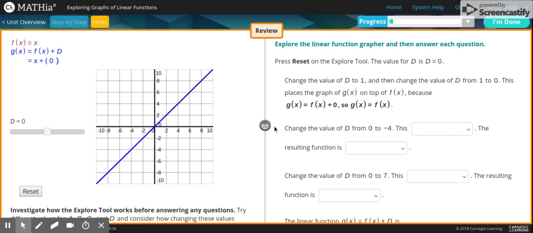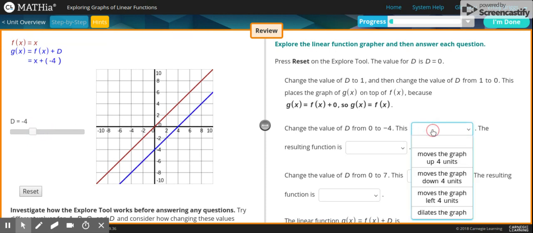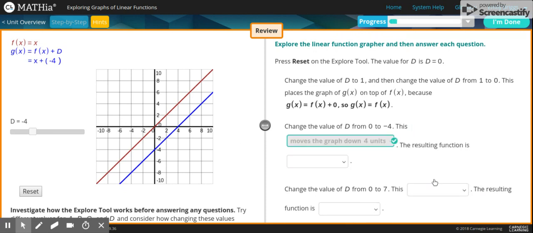Change the d value from 0 to -4. This moves the graph up 4 units, so from the red line to the blue line. Moves the graph down 4 units, moves the graph to the left 4 units, or dilates the graph. So dilates means it stretches or compresses, which it's not doing. It also didn't move up, it moved down, and it didn't move to the left. So that means that it's moving down 4 units.